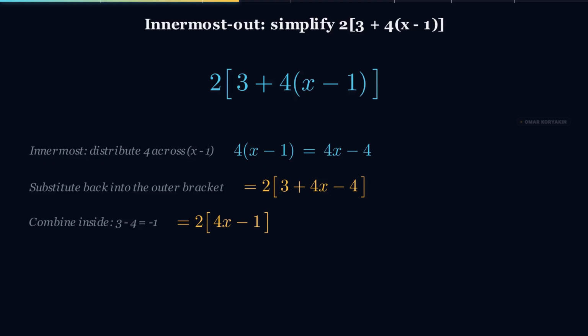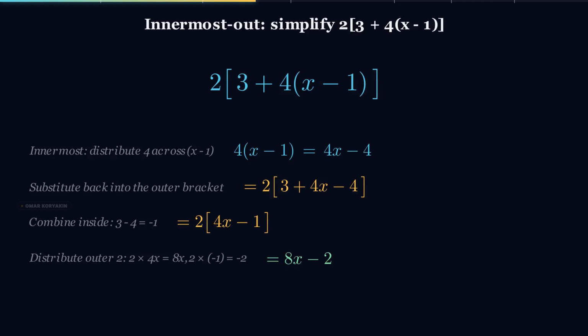The constants 3 and negative 4 are like terms, and they combine to give negative 1, so the bracket simplifies to 4x minus 1. The expression now reads 2 times the bracket containing 4x minus 1. The combine step here is essential because it reduces the bracket to its simplest possible internal form before we apply the outer distribution, which avoids extra terms appearing later that would have to be combined a second time.